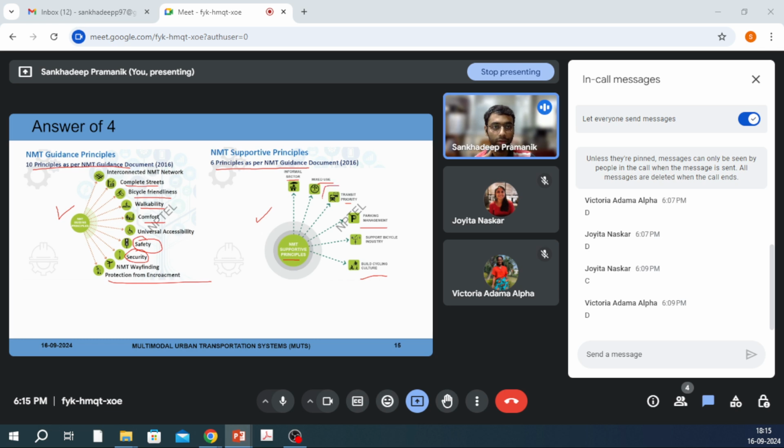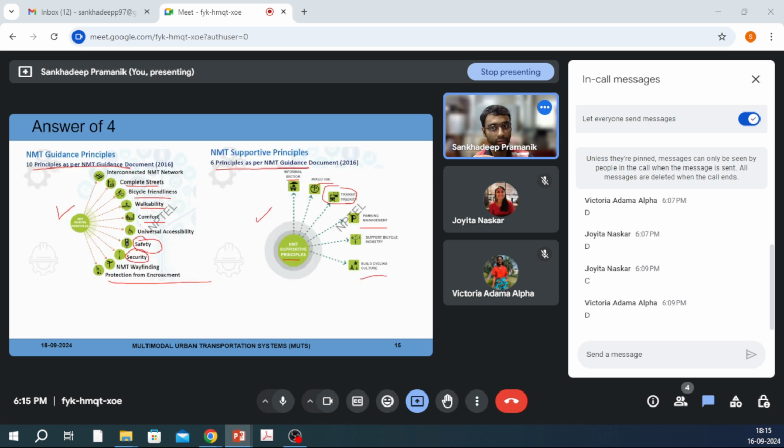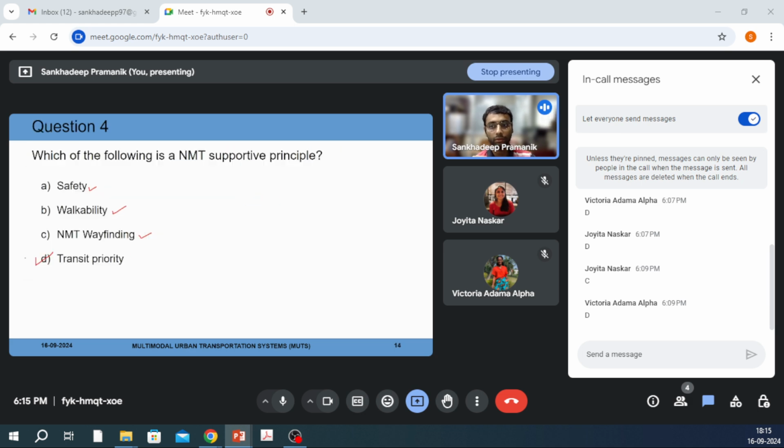Transit priority, like priority for a particular system, bus or any other, maybe cycle, may come at a later stage. But safety, walkability, security, these kinds of factors should come first. So option D will be the correct answer.